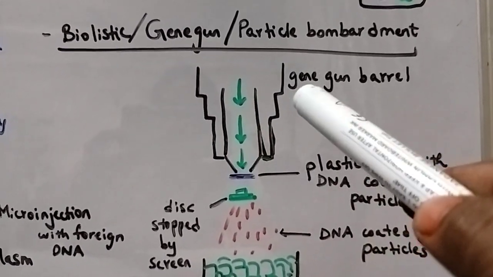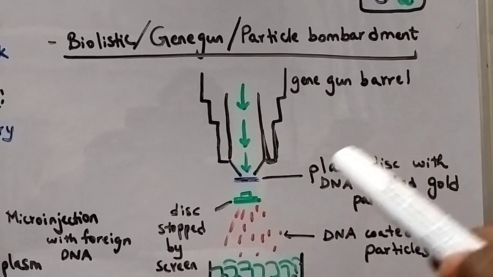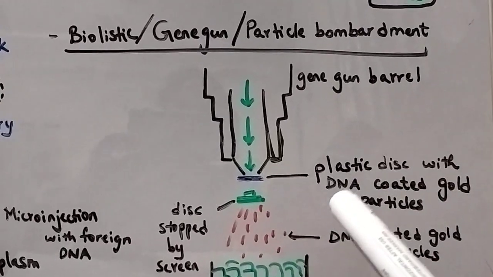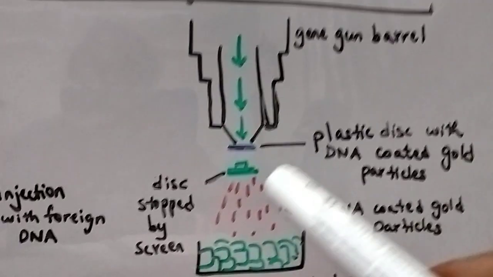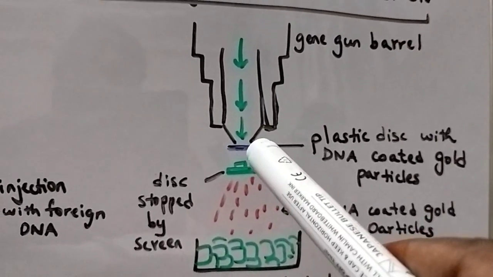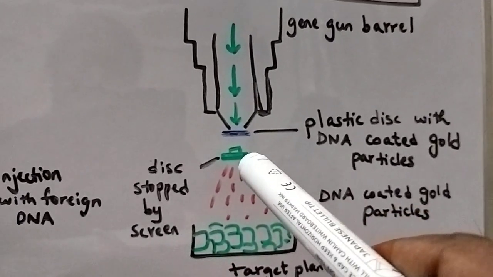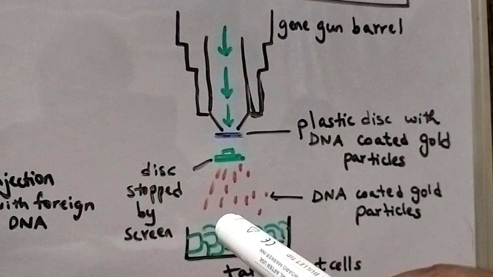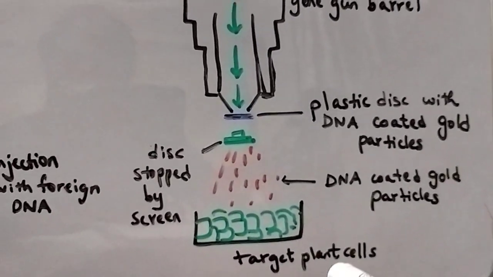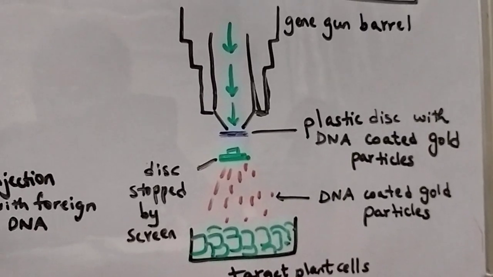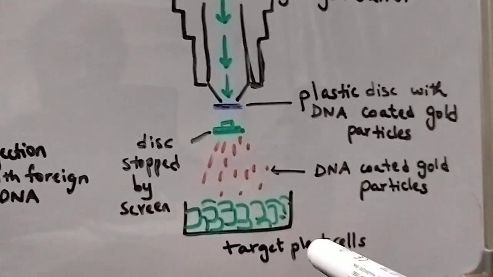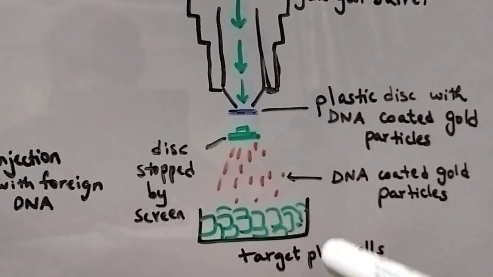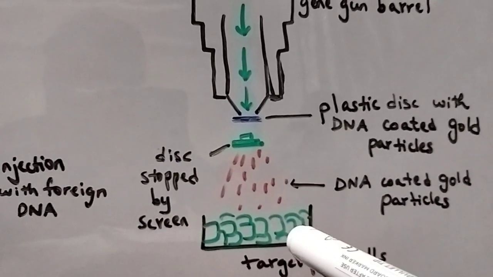Helium gas that passes through the gene gun barrel propels it and it hits the plastic disc, which consists of DNA coated gold particles or tungsten particles. Once it hits the plastic disc, it propels towards the screen. Here, the disc is stopped, but the DNA coated gold particles are further propelled and they hit the target plant cells at a very accelerated speed with very high pressure. These DNA coated gold particles directly hit the target plant cells and the gene transfer takes place at that moment.